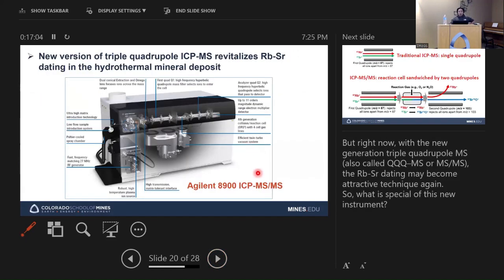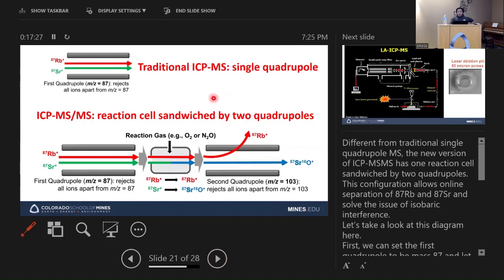But right now, with the new generation of triple quadrupole mass spectrometry, rubidium strontium dating may become an attractive technique again. So what is special about this new instrument? This is actually the 8900 ICP-MS/MS. Different from the traditional single quadrupole mass spectrometry, the new generation one has one reaction cell sandwiched by two quadrupoles. So this configuration allows online separation of rubidium and strontium and solves the issue of isobaric interference.